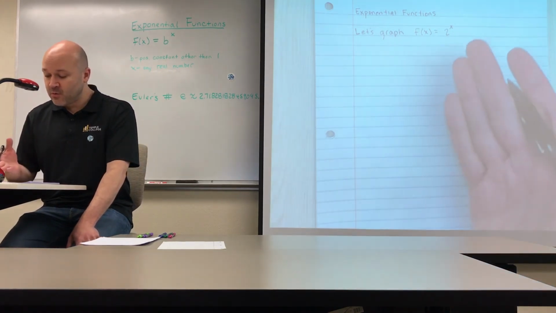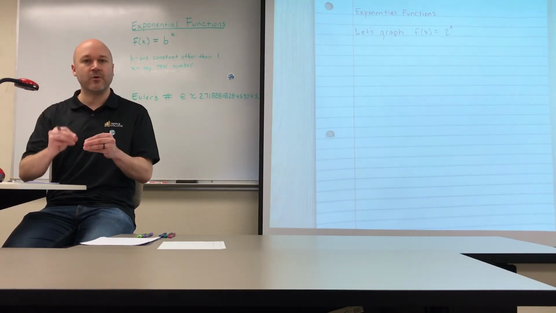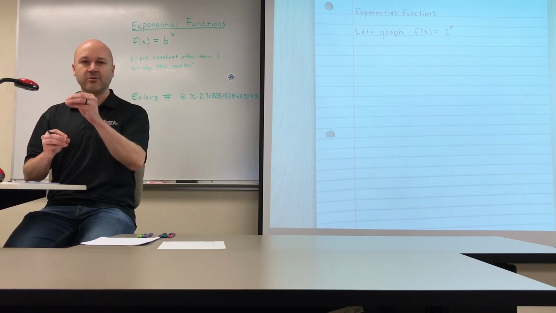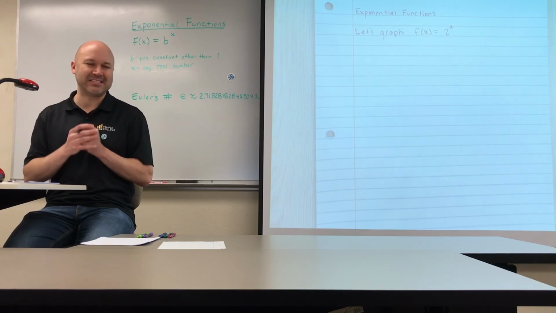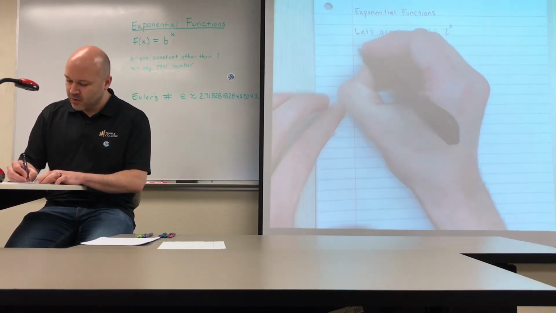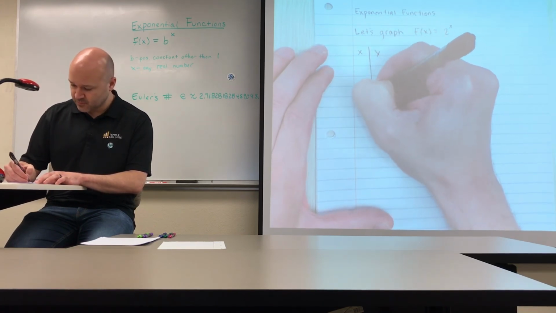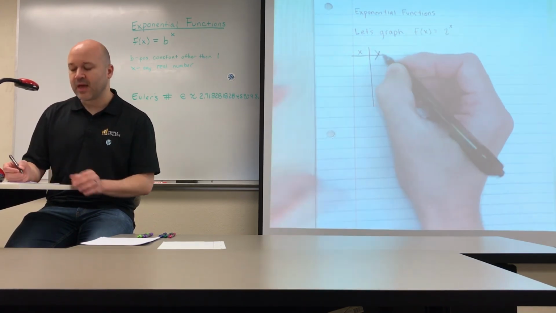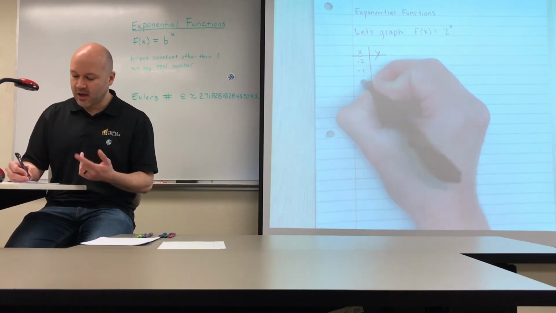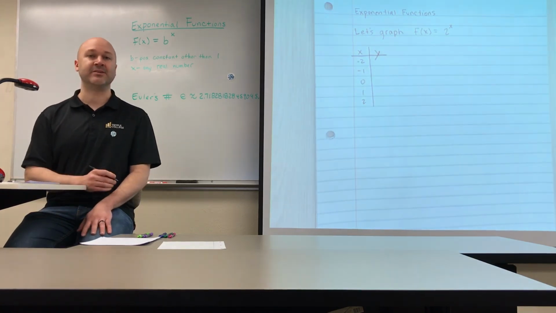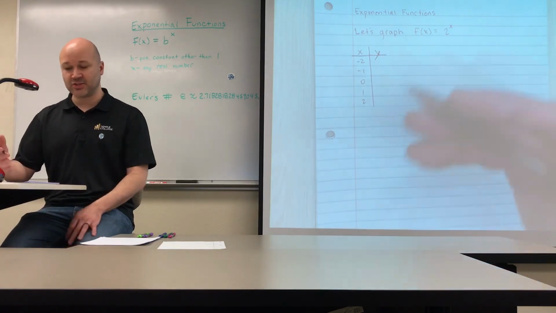So if I want to know what this thing looks like, I can zoom in near the origin, choose some values to plug in, and just plug and chug, and let's see if I can get a shape of this thing. So I'm going to make a little XY table to start off. I'm choosing values near the origin. So I'll choose negative 2 up to 2, those nice pretty integers. And then y is just whatever the function spits out.